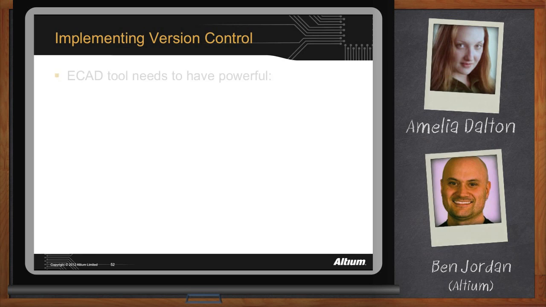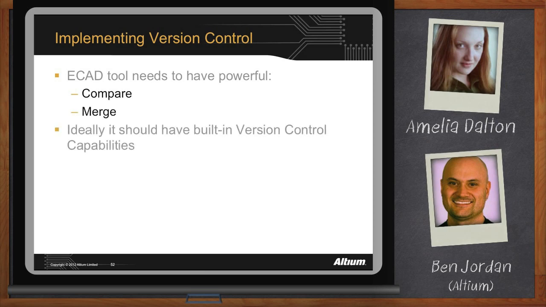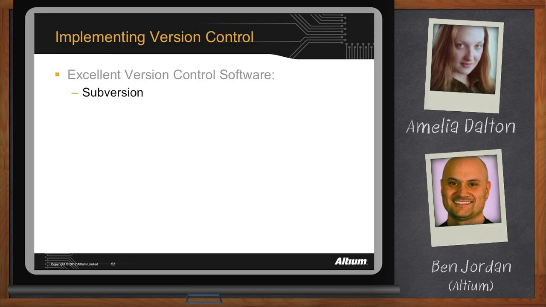And ideally, your ECAD tools should also have built-in version control capabilities. Again, I would recommend either Subversion or CVS because, first of all, Altium Designer has built-in clients for both of these version control systems and supports them basically out of the box. There's no real difficulty setting it up. It's very easy. Also, these are both open source, so it costs you nothing. Basically, you download it, you install it, you set it up. It's just a bit of time to get things set up.